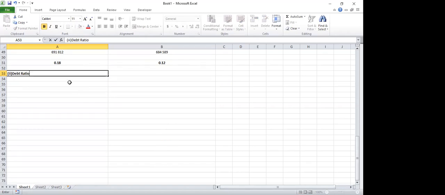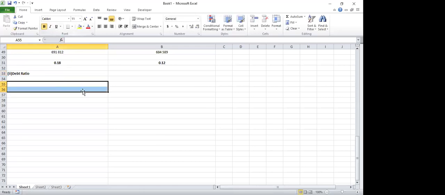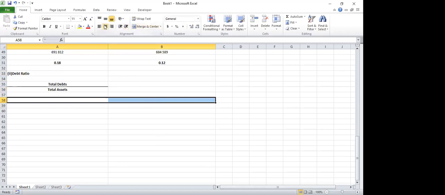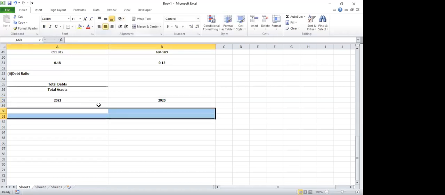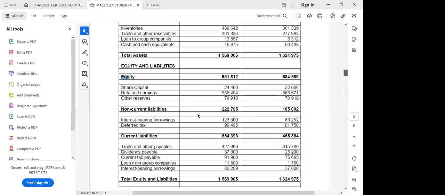Now, our debt ratio is our total debts, which is non-current liabilities plus current liabilities, over the total assets, which is the current assets plus non-current assets. We also have 2021 and 2020. Right, our total debts, we take these non-current liabilities, these ones here, and we add the current liabilities. That's our total debt. Then our total assets are given here, which is the current plus non-current.